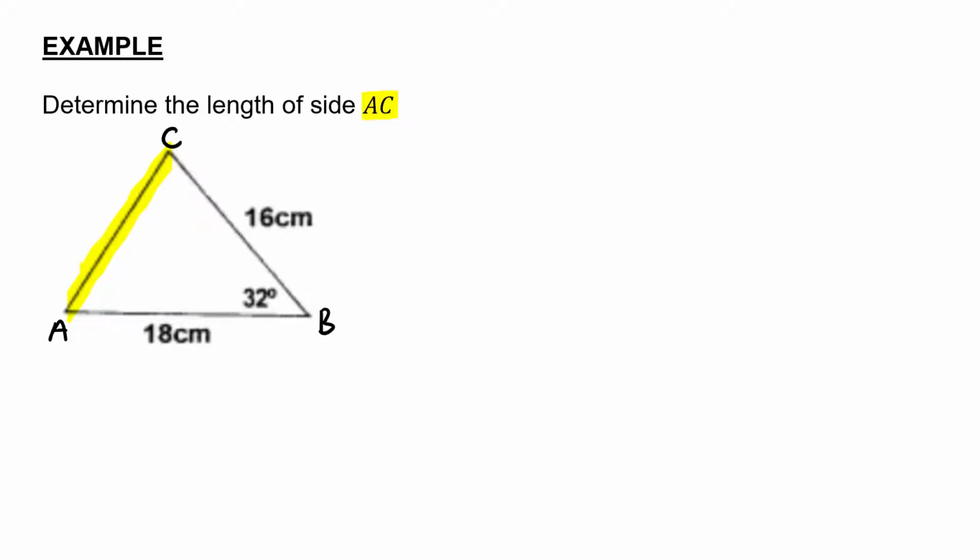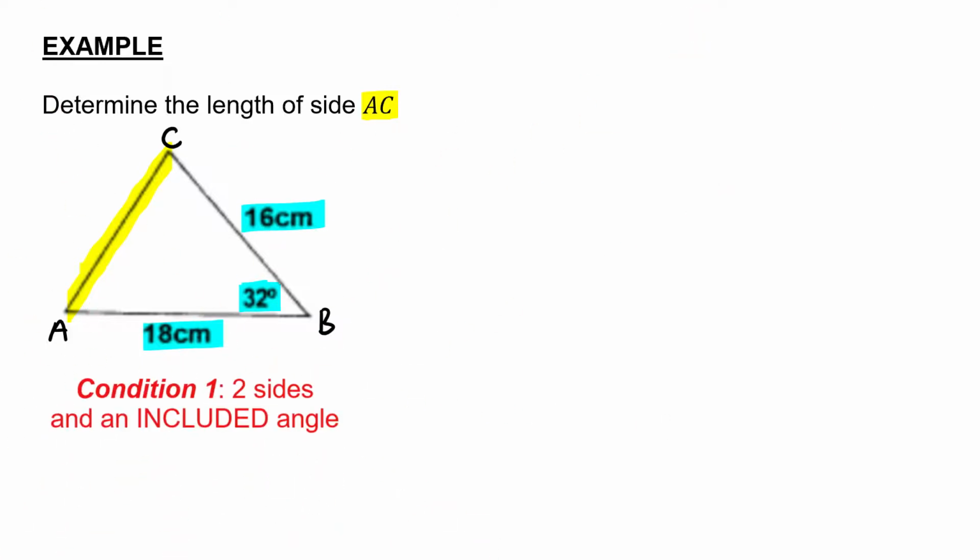And so you need to ask yourself the question, what information am I given in this triangle? Well, I'm given the lengths of two sides, and I'm also given the size of an included angle that sits between those two sides. And so the condition to use the cos rule is fulfilled. And so now we've got to go and write out the formula.